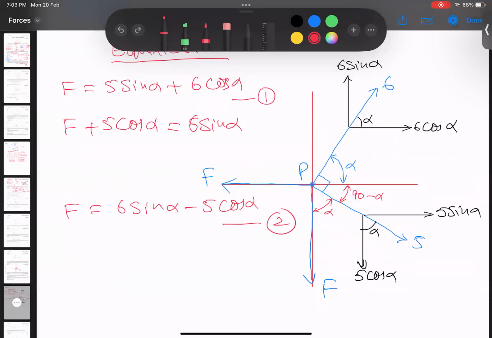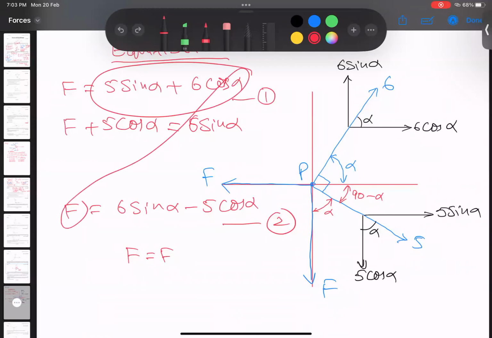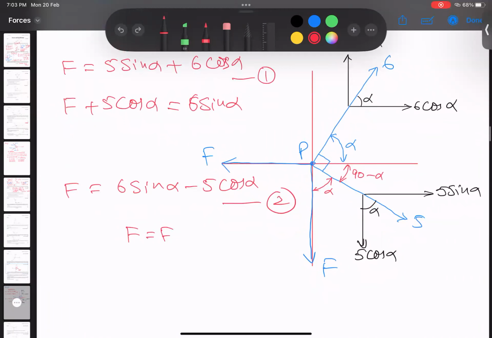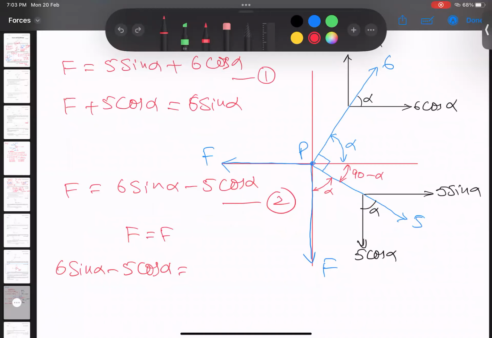You can see that alpha is involved, but this is F and this is F. I can put them equal to each other, capital F equal to capital F. In short, from equation 1 and equation 2, this component equals this component. Or you can say that this F value I plug in there, or this F value I plug in here. Many ways are there. So let's start. Bismillah ar-Rahman ar-Rahim. 6 sine alpha minus 5 cos alpha. This I copied here, and this I'm going to copy here: 5 sine alpha plus 6 cos alpha.